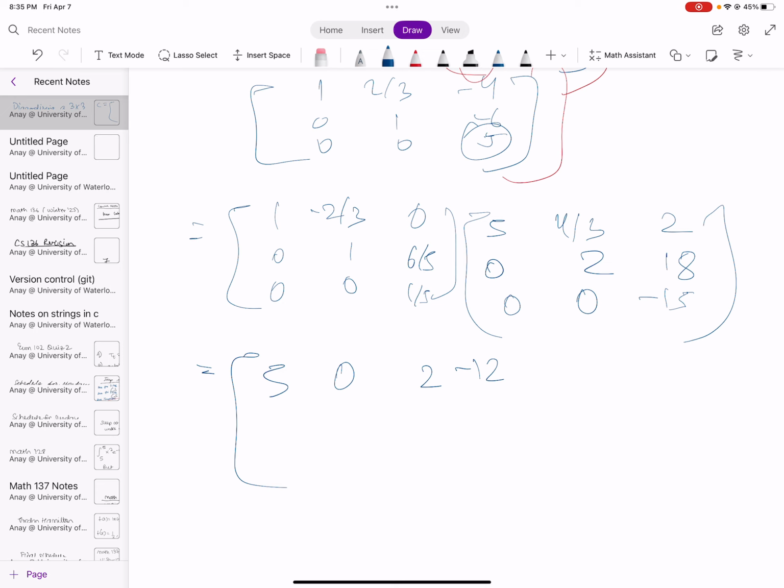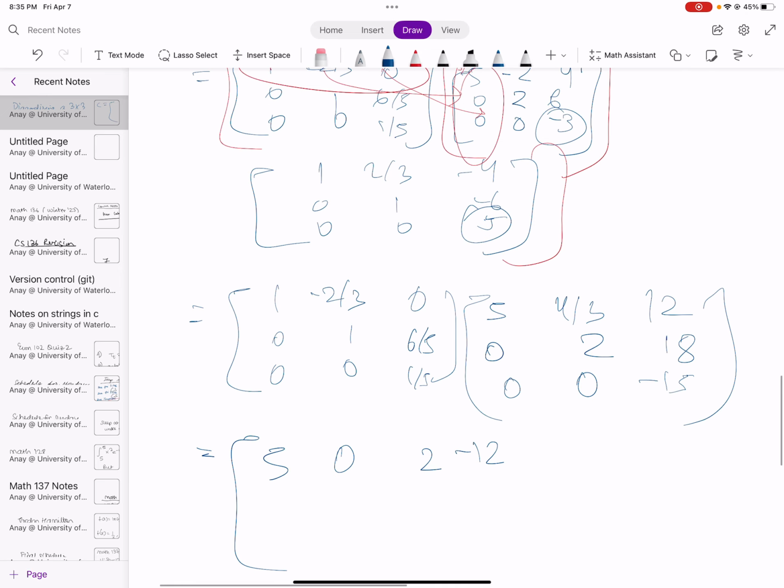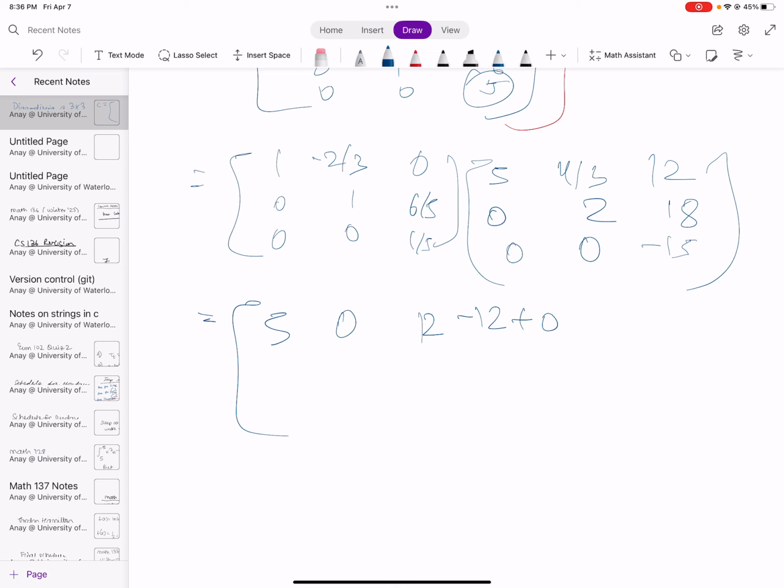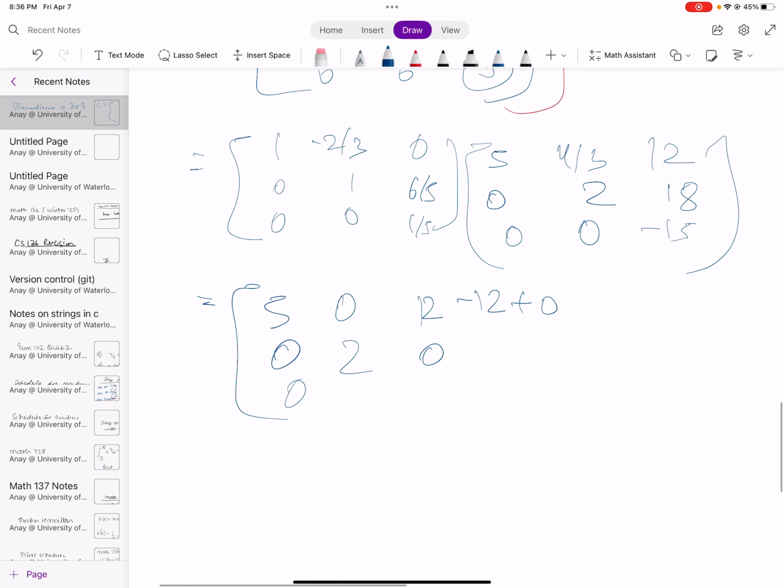This should be 0. No, 4 thirds 12. Oh, this is 12, sorry, not 2, I think, yeah, sorry about that. This is 12 minus 12 plus 0, and now we have 0 0 and 0, we have 0, 2 and 0, we have 0, 15 negative 15 0 again. Now we have 0 over here again because we have 0 0 and 0, then we have 0 again, then we have negative 15 by 5, which is, yeah, so we have this at the end.